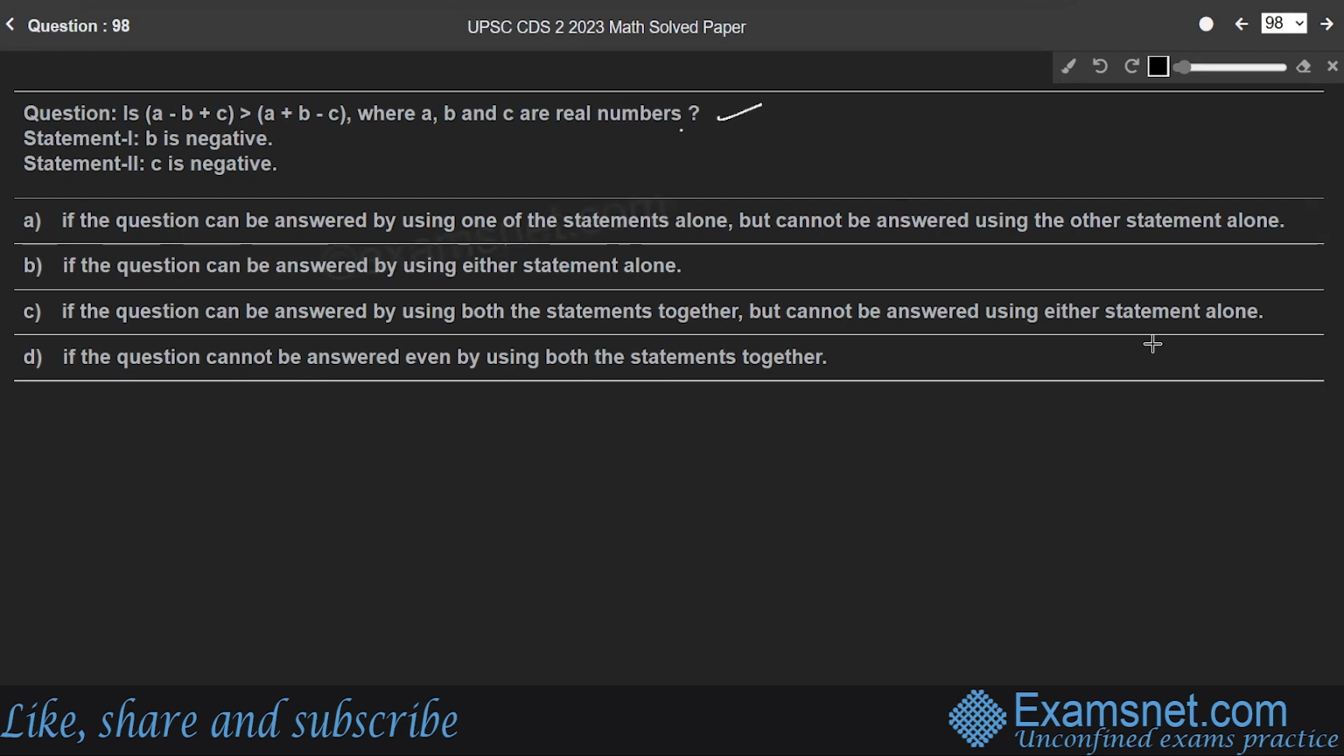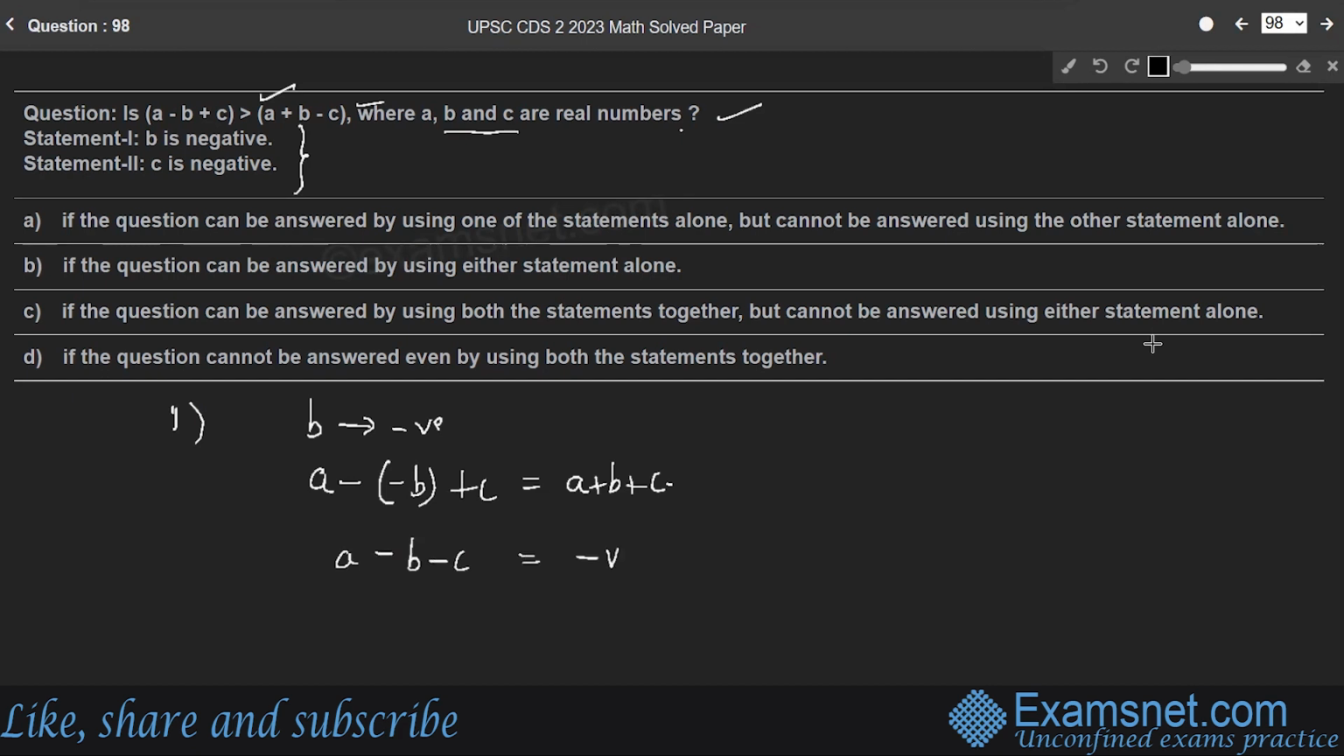Question 98. Is A minus B plus C greater than A plus B minus C, where A, B, C are real numbers, right? So can we prove this factor using the statements, when B is negative or C is negative? Students consider the first one. If B is negative, the given expression becomes, A minus B becomes minus of minus B plus C, so it becomes A plus B plus C. And the other side, A plus B minus C, becomes A minus B minus C. So this will be a negative one, right?